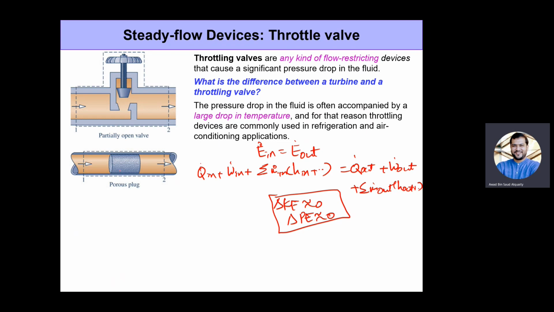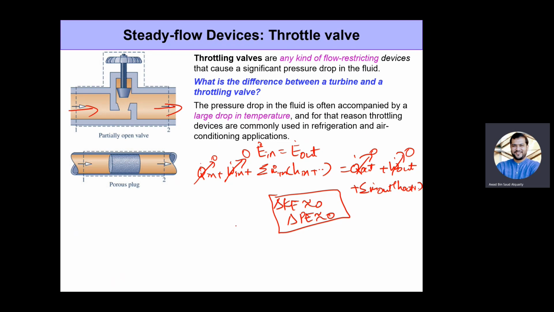Now, in a throttling valve, as you can see here, the fluid is just entering and it's going out, right? There is no work input. There is no work output. It is not designed to produce any work input or output. And also the fluid goes through so quickly that there's no chance for even heat transfer to happen. So there's no heat coming in, there's no heat going out. So the only thing that's happening is you have a certain amount of mass coming in with some enthalpy, and exactly the same mass goes out with the same enthalpy.